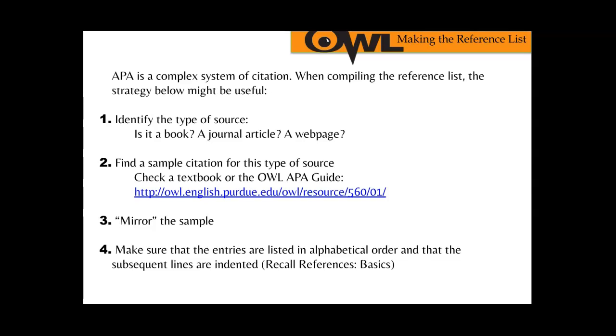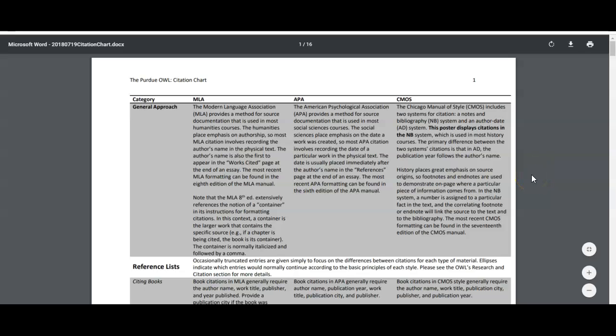So this is talking about making a reference list. For this reference list, you need to consider what type of resource you are using. Typically, you'll be using a book, a journal article, and a web page for most of the stuff that you'll be doing for us. I will be going over the citation guide in just a minute. Within that citation guide, what I want you to do is try to mirror the sample that they give you and make sure that your entries are listed in alphabetical order and that the lines after the first in each entry are indented.